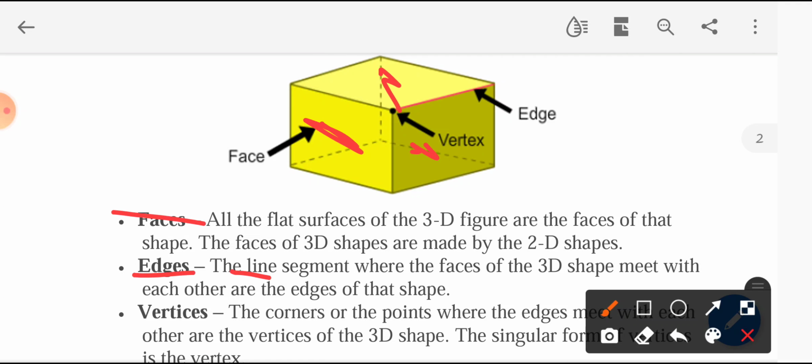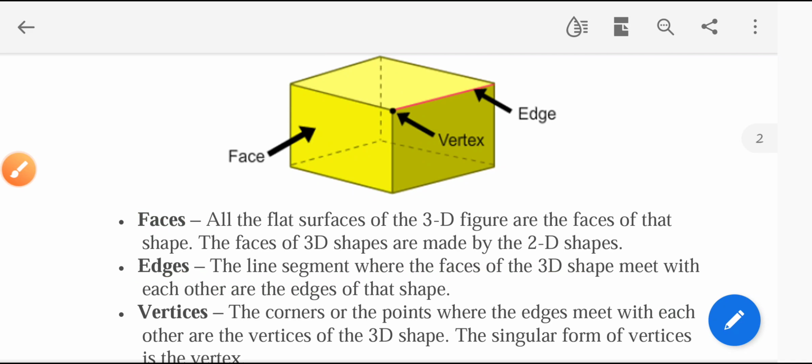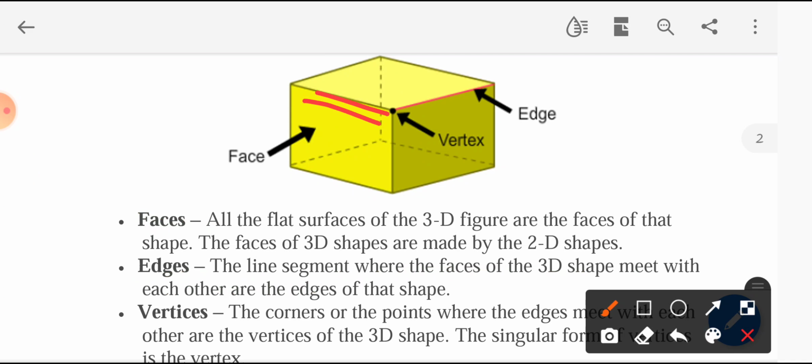Now edges, the line segments where the faces of the 3D shape meet with each other are called edges of the shape. So you can see this one is a red line, it is given as an edge. Edge means where the faces meet. It has 6 faces, means 1, 2, 3, 4, like this. How many edges are there in this cuboid? There are total 12 edges. 1, 2, 3, 4, then 4 here, 8, like this here, 12. So it just means where the two faces meet by a line segment.